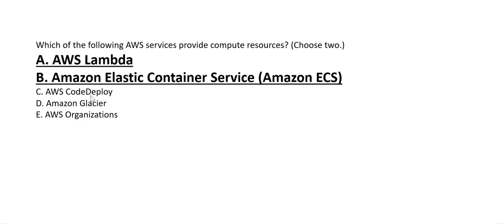CodeDeploy is just like deploying or building a continuous pipeline such as GitHub, etc. Glacier is a cold storage in S3, and Organizations is used for consolidated billing. All three are not compute resources. I particularly didn't like the option ECS. I would have preferred EC2.